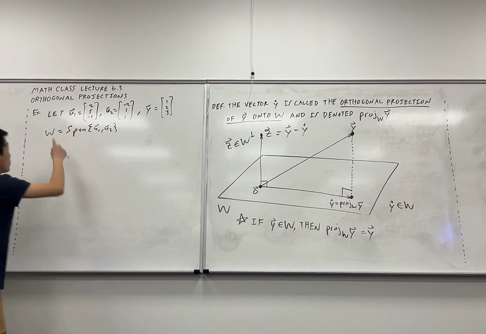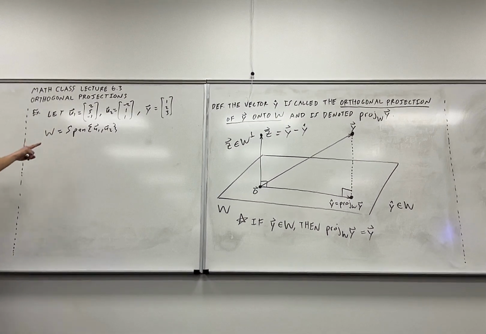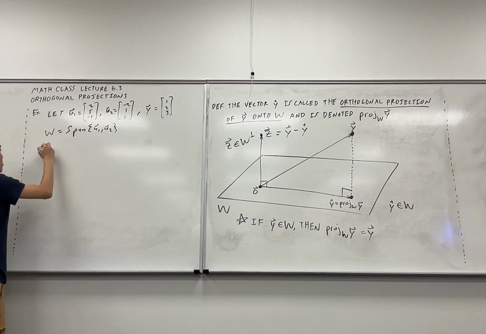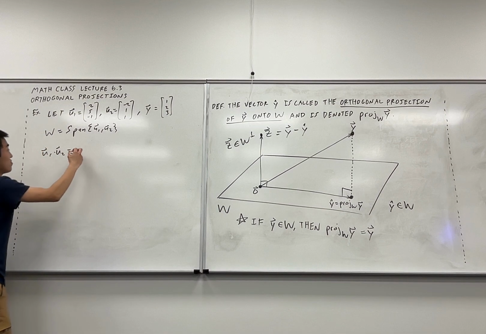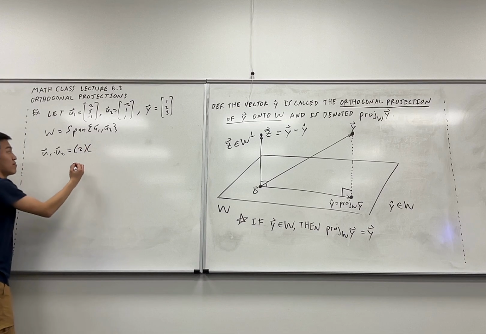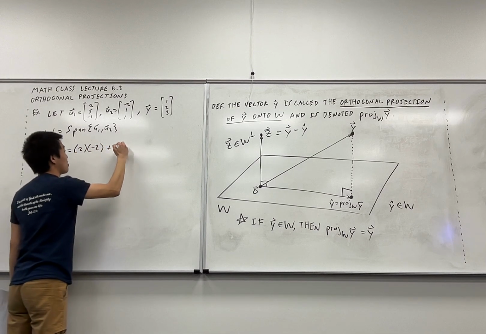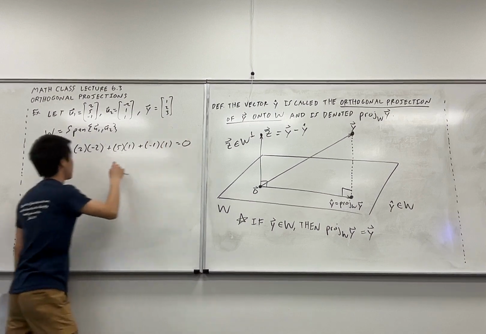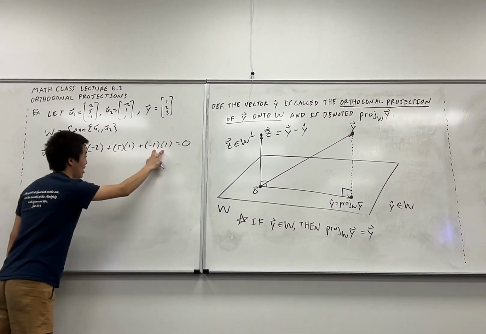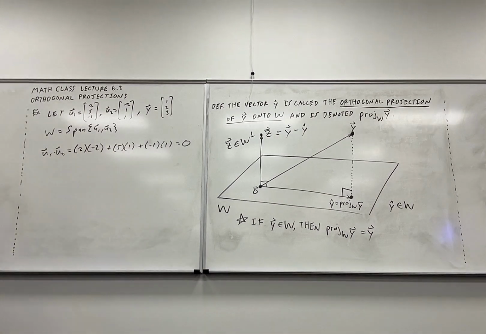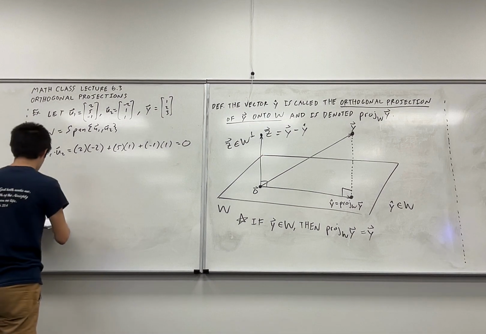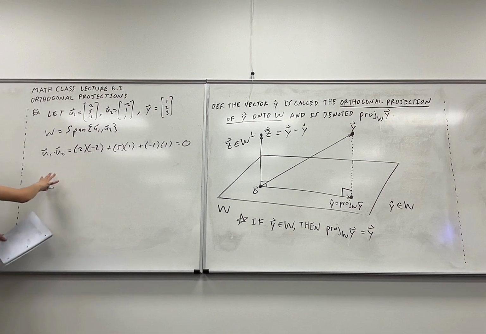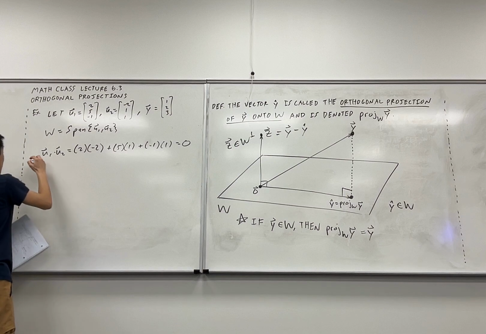For fun and for review, we can verify that u1 and u2 are in fact orthogonal to each other by doing the dot product. u1 dot u2 is equal to 2 times -2, plus 5 times 1, plus -1 times 1. That is -4 plus 5 and -1, so you have -5 plus 5, which is 0. So are they orthogonal? Yes. So they are an orthogonal basis.